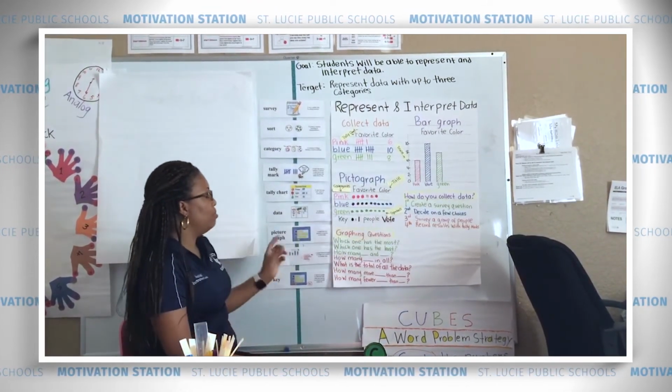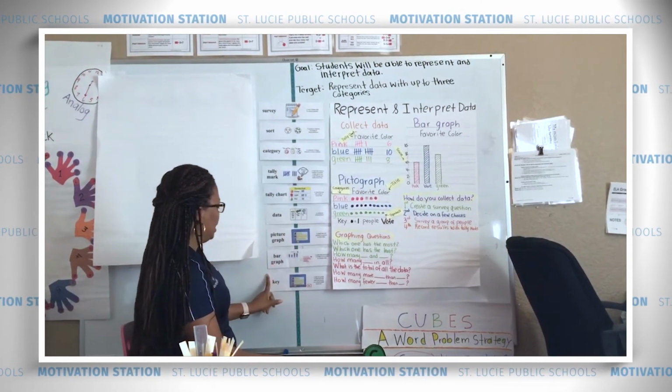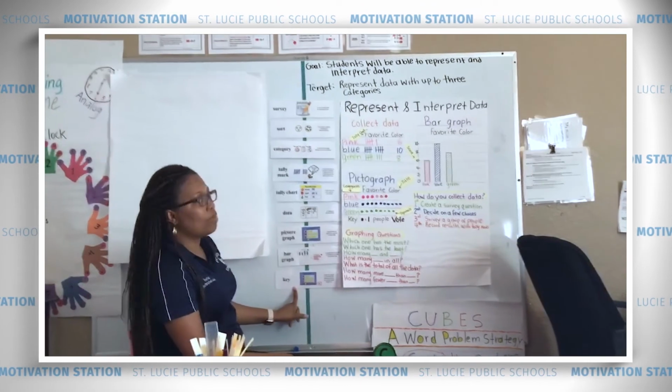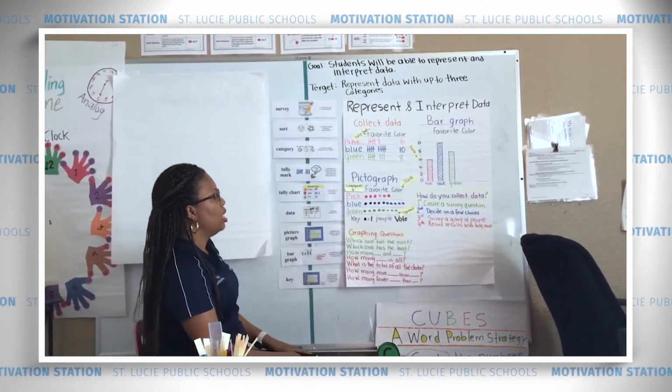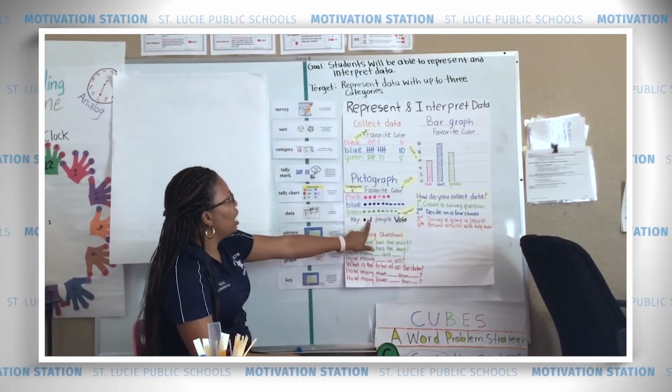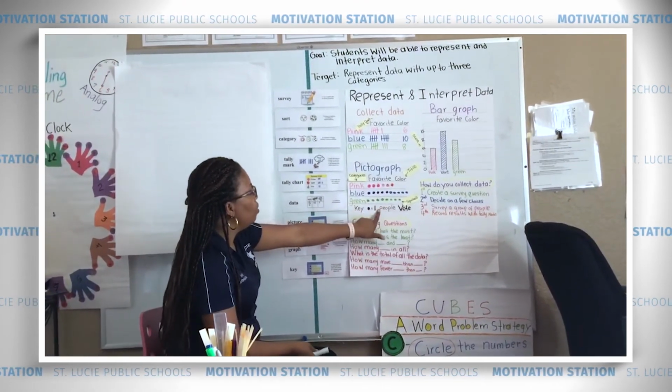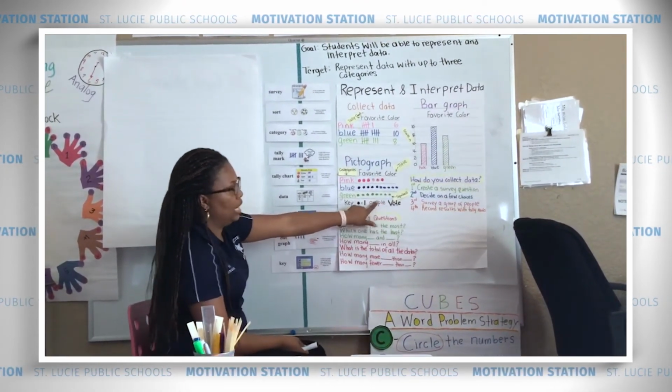And we also need to make sure, it's very important, that we use a key to help us figure out what the information means. And like our key here, a circle is equal to 1 vote, or it should have 1 person here.